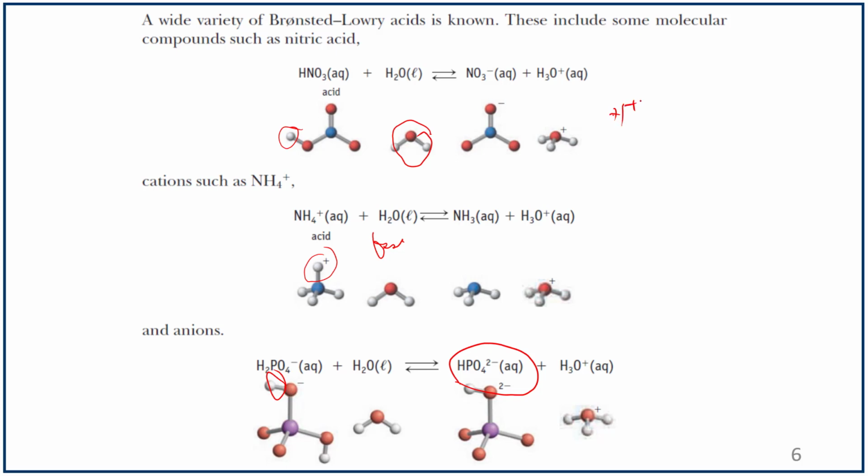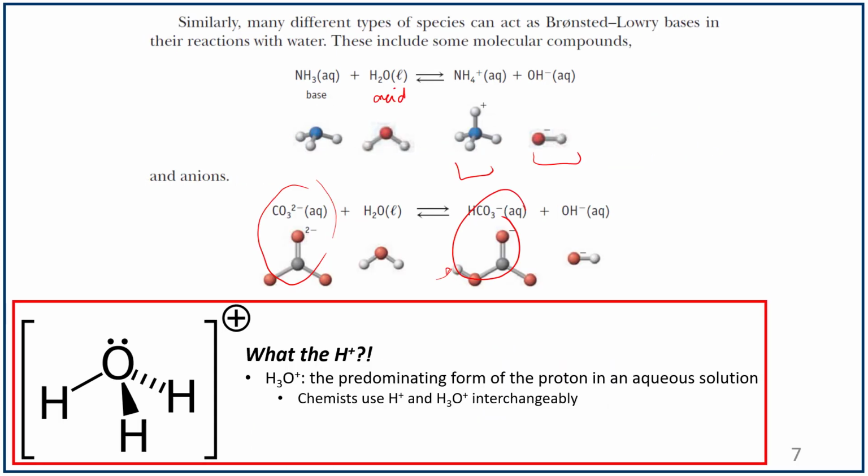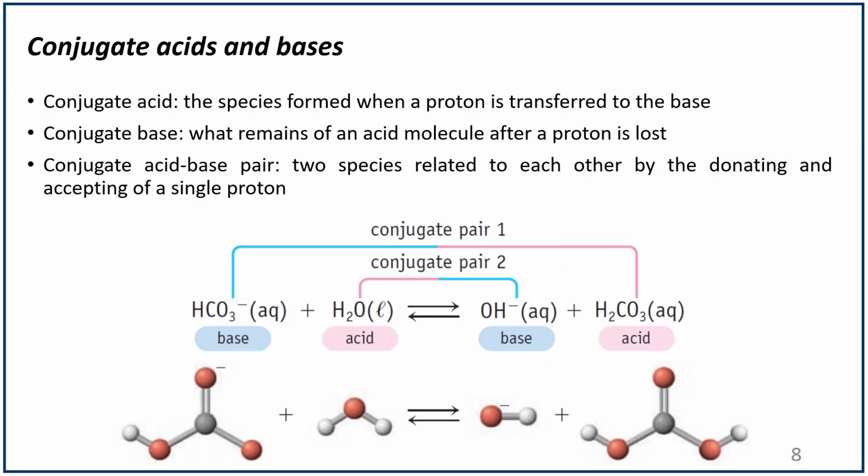So H plus, H plus, H3O plus. That's just H plus, it's just like H plus H2O. So this is actually H3O plus. It's just a hydrated proton. That's what H3O plus is. Because of this, chemists, and we will actually in class too, use H plus and H3O plus interchangeably. So again, H plus is equal to H3O plus.